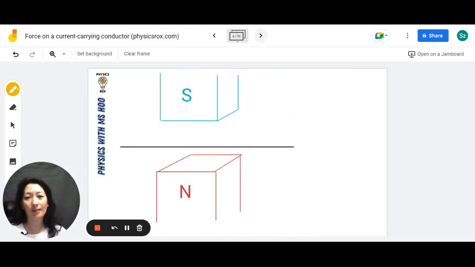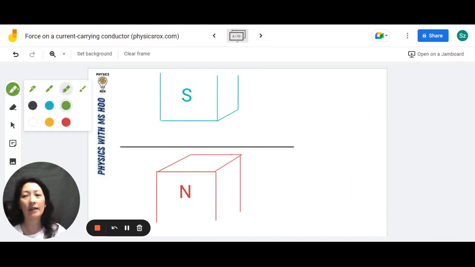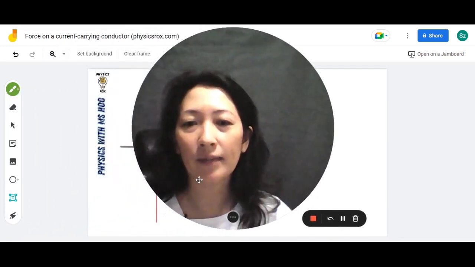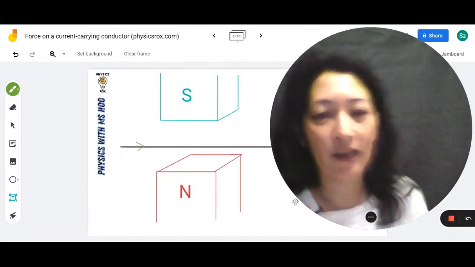Here's another example. In this case, we have current flowing from left to right. Sometimes you can come across questions like this where they place the magnets in different positions and a wire in different positions. So again, use Fleming's left-hand rule and let's figure this out. Let's make this a bit larger and put it at the side here.